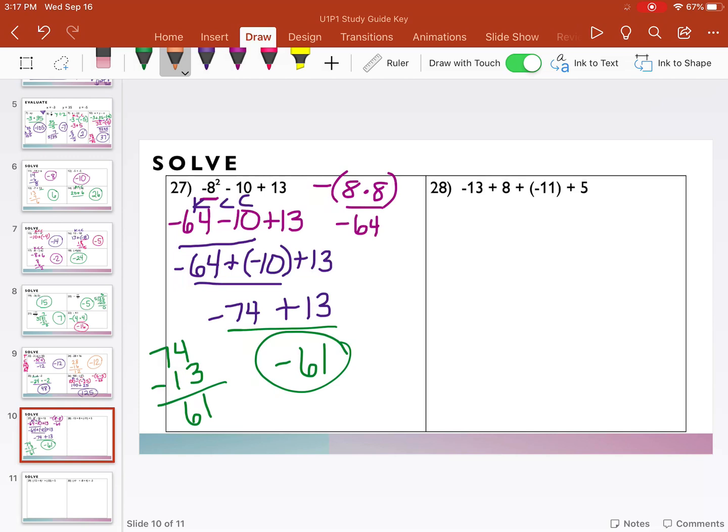Okay, over to number 28. So I look, and all my operations are addition, so I'm just going to work my way across the problem. So negative 13 plus positive 8, different signs subtract, so I'm really doing 13 minus 8, which gives me 5. Negative 5 because the 13 was bigger. Everything else comes down.